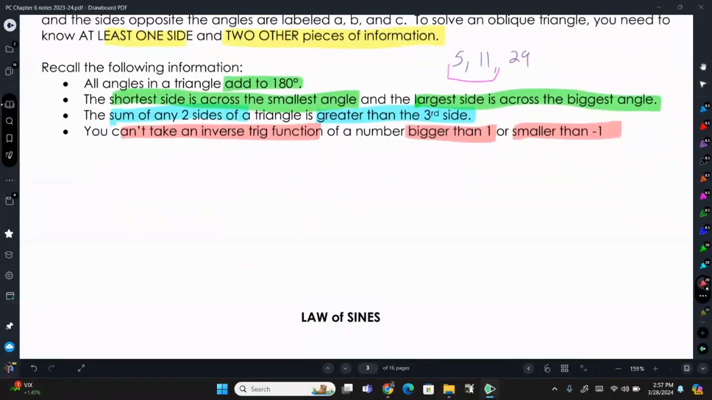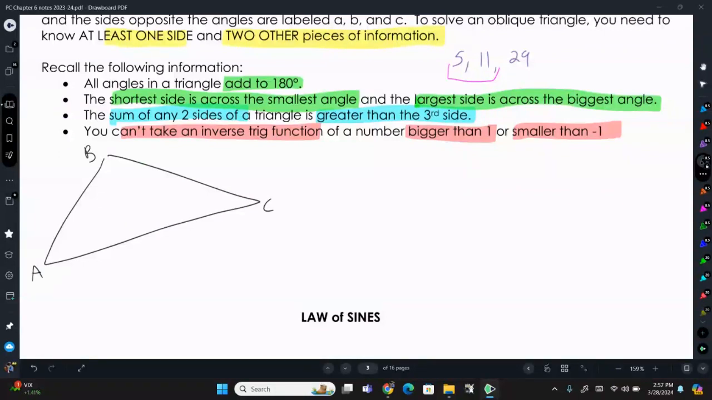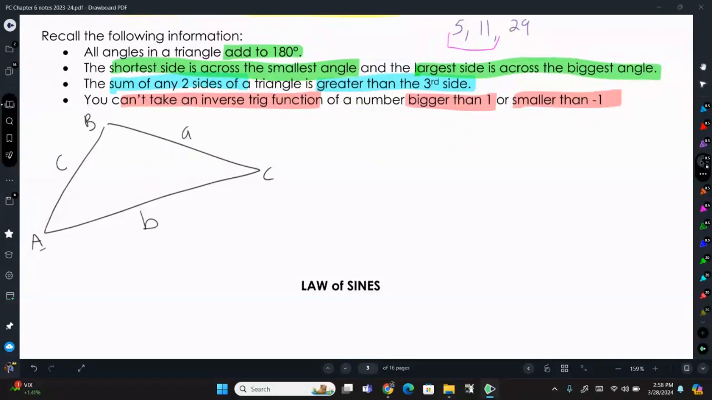So for all of these problems, we're going to have a triangle labeled with capital letters for the angles and lowercase letters for the sides. Now, we always go with the opposite or across from the angle. So here's angle A right here. So side A would be across from it or doesn't touch angle A. Side B does not touch angle B, and side C does not touch angle C. They're across from each other. So that will just make things a little bit easier to organize.